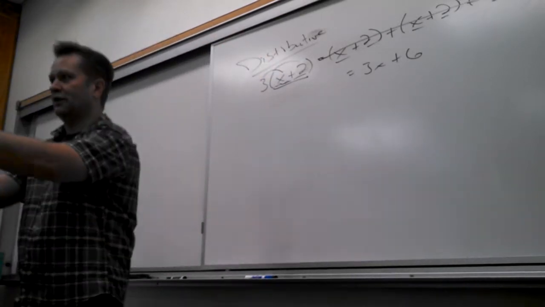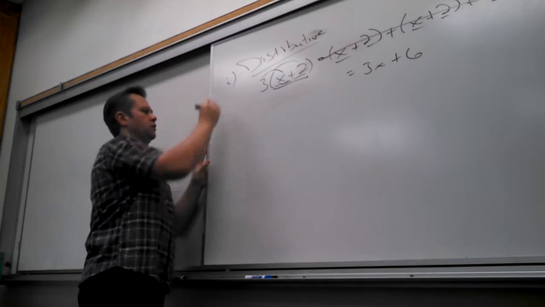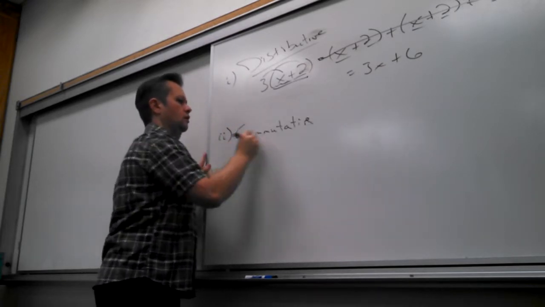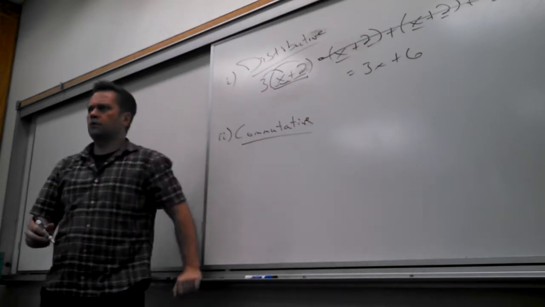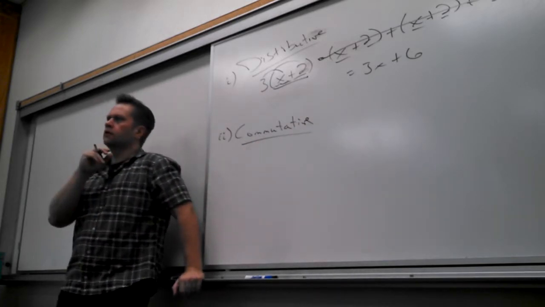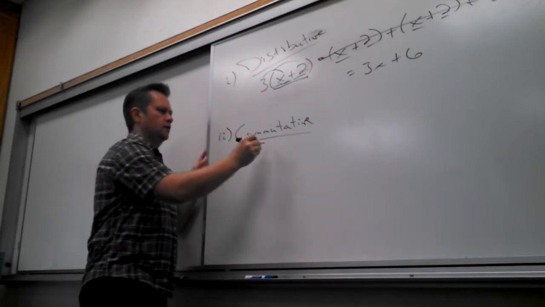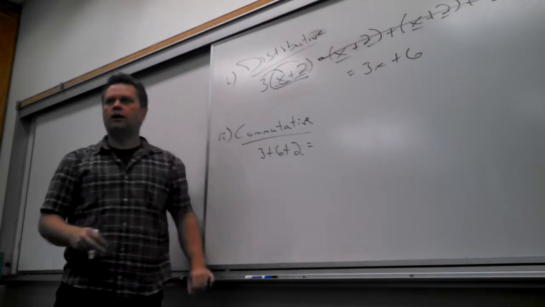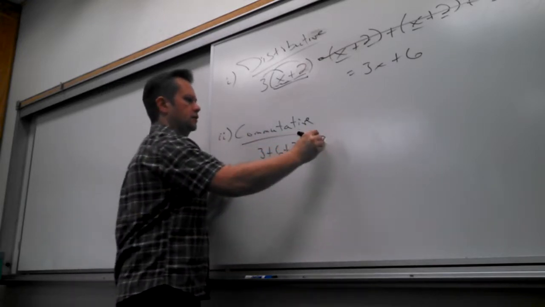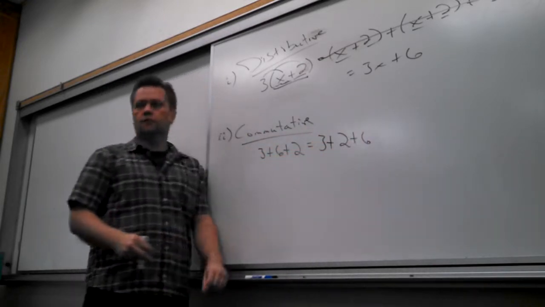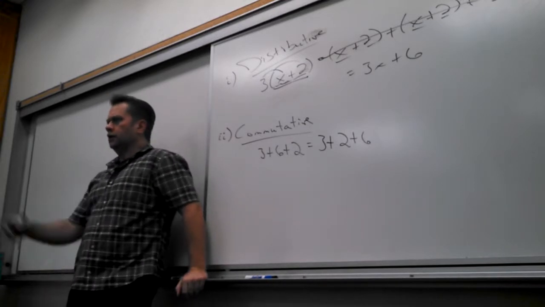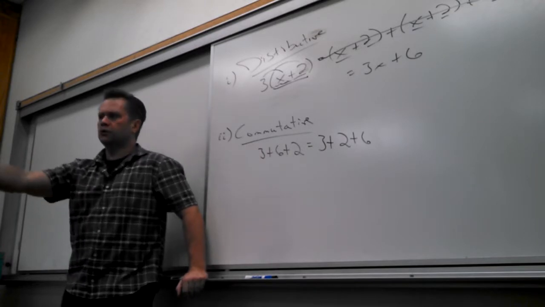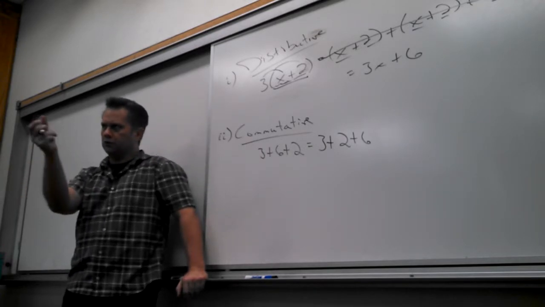So we got one property. What about, does anybody remember what the commutative property is? Commutative. So if I said 3 plus 6 plus 2, the commutative property says that's the same thing as 3 plus 2 plus 6. So individual things, what did you guys do to get here? What do you do to go to work? You commute to work. So individuals commute.